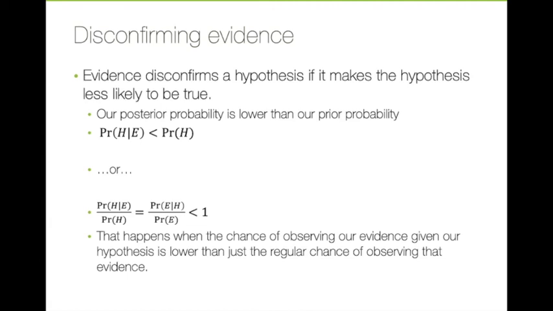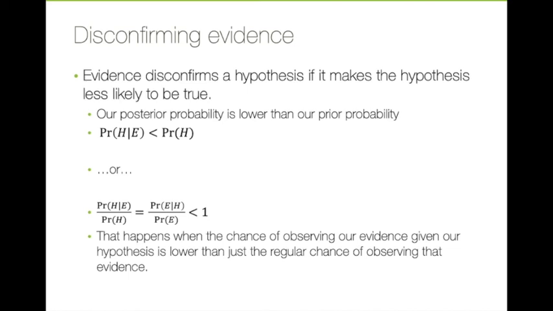One way of showing that evidence disconfirms a hypothesis is if the posterior probability is lower than the prior probability. So if we find out that the probability of H given E, the output of our use of Bayes' theorem, is lower than our prior probability in thinking that H is true, that shows that the evidence counts against that hypothesis being true. We can also again look at this ratio of the posterior to the prior.